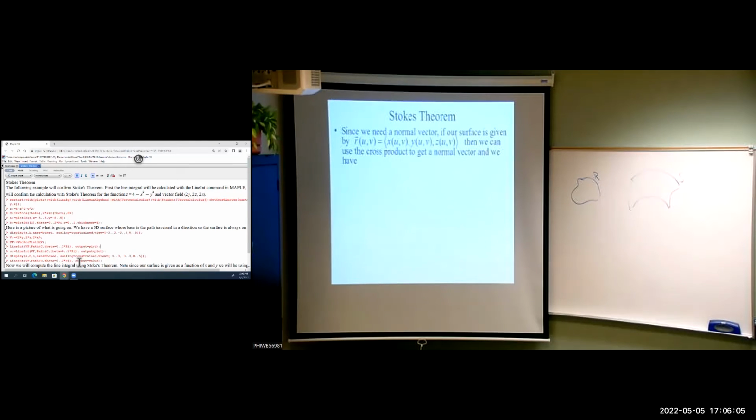We can do this via parametrization, just like we could do surface integrals via parametrization. So the curl would be our vector field dotted with our normal vector. Oh, sorry, you can't see the mouse I'm using there.